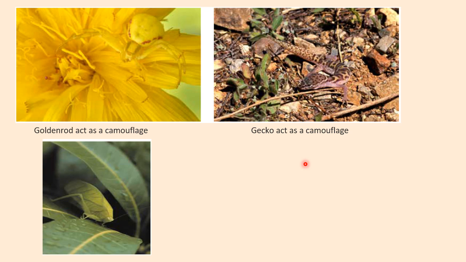So we have here a lot of examples of camouflage, and camouflage is a way of adaptation for animals to live and survive in their environment, to escape and hide from their enemies, or to hunt other animals, to hunt their prey. Okay, so this is about camouflage.